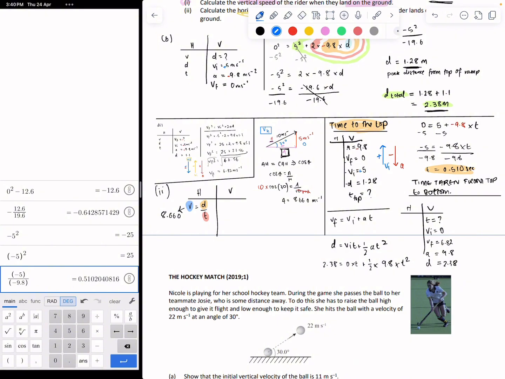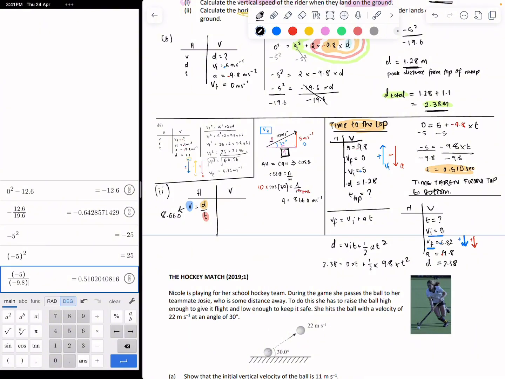Because VI is 0, I cannot use that as my reference vector. So VF is going in the downwards direction. The final velocity is moving towards the ground, so I'm going to define that as my positive vector. Acceleration is also going down, so in reference to my VF, because it's going in the same direction, it's also positive. So I don't really need to change anything in my equation, but it's good to check anyway.